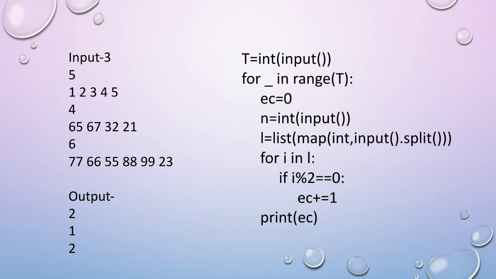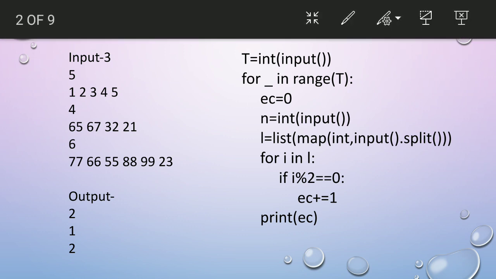So our first question is, we need to print like this. What is that? Input we have taken the 3. Here the 3 means the test case is 3: first test case, second test case and third test case. And here 5 is the number of numbers in the list. How many numbers we want in the list, that is the size of the list. So this 5 denotes the size of the list, this 4 denotes the size of the list and 6 denotes the size of the list.